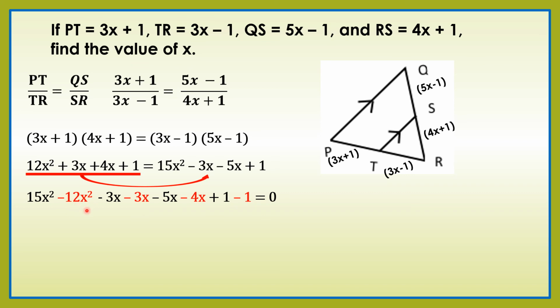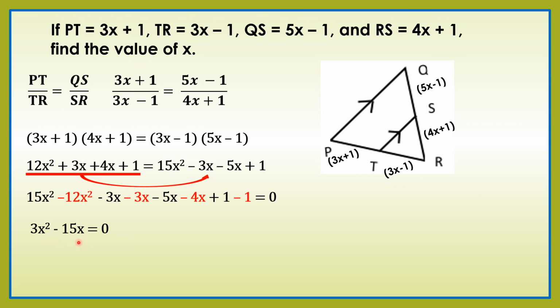And then, pwede na tayong mag-simplify. Yung 15x squared minus 12x squared is 3x squared. And then, negative 3x minus 5x minus 4x is negative 15x. Then, yung positive 1 minus 1 is 0 na. So, hindi na natin siya kinakailangang ilagay. Then, you just copy is equal to 0. Yung 3x squared minus 15x is equal to 0, pwede pa natin itong i-factor.